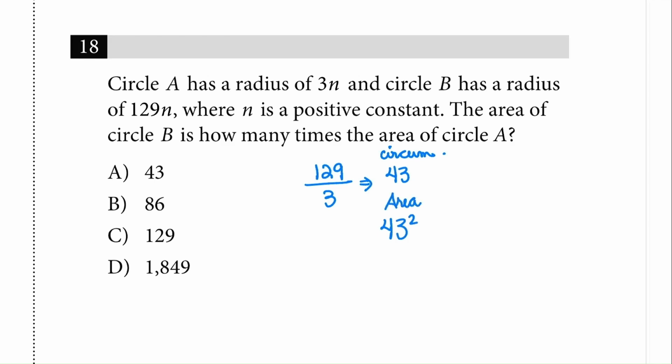And if there were such a thing as a volume, like let's say it was a sphere or something, then it would even be cubed. So 43 squared is 1849, so our answer is D. There is another longer way to solve this, but this is the fastest way, so I would recommend memorizing this.